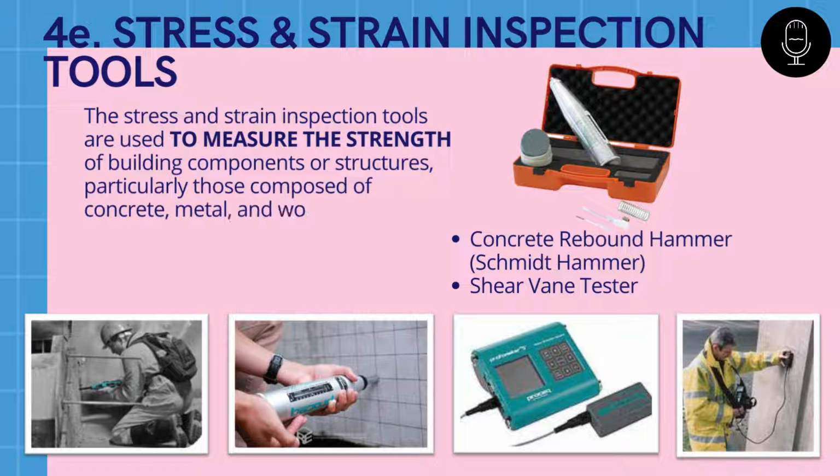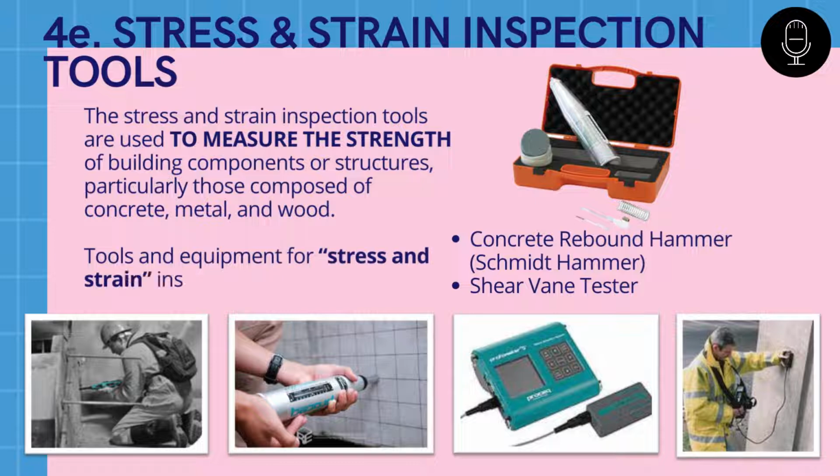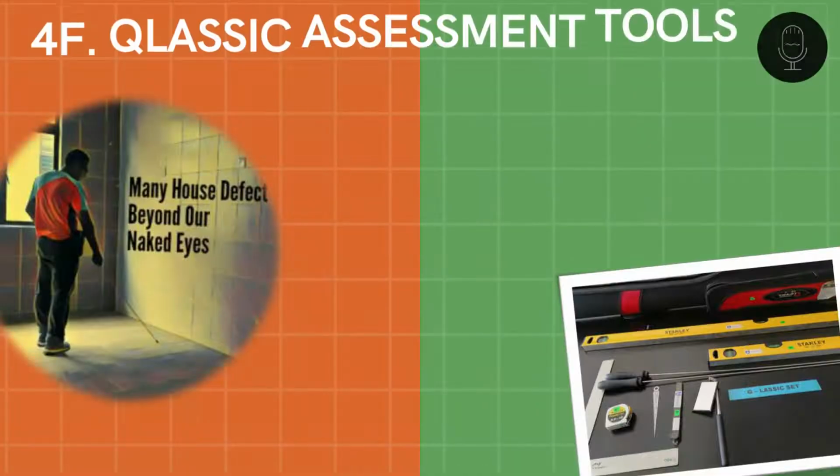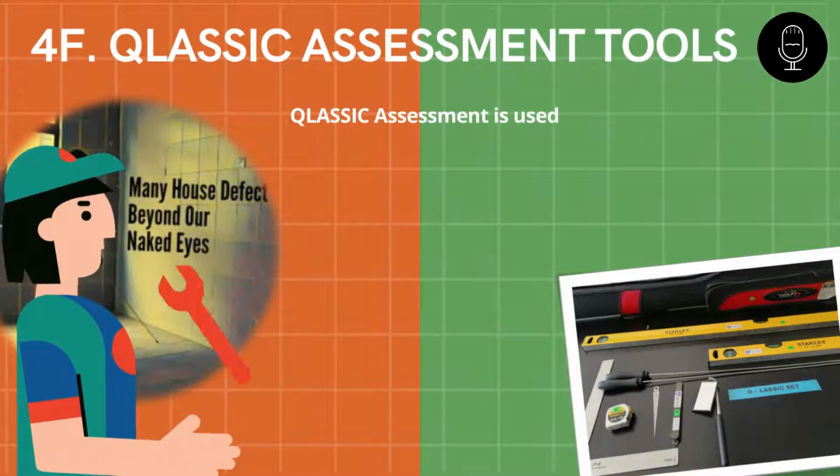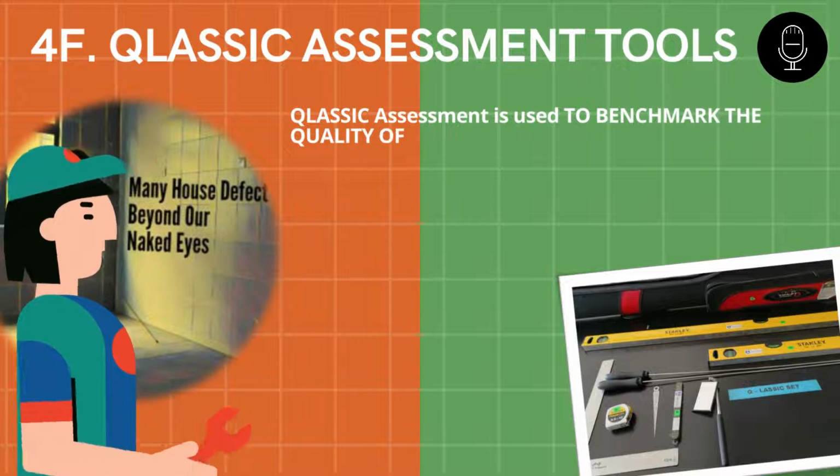The concrete rebound hammer is a non-destructive testing apparatus whereby the rebound of a spring-driven mass is measured after its impact with the concrete surface. The output of the rebound hammer is referred to as the rebound number and is correlated with the surface hardness of concrete. Meanwhile, the shear vane tester is a method of measuring the undrained shear strength of a cohesive soil.